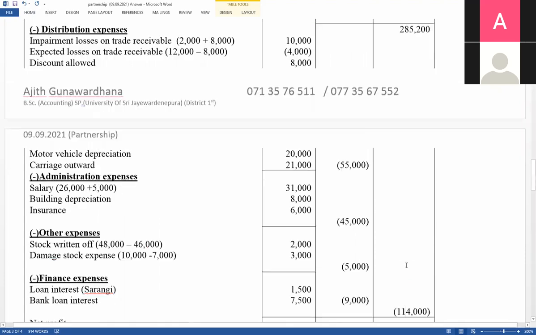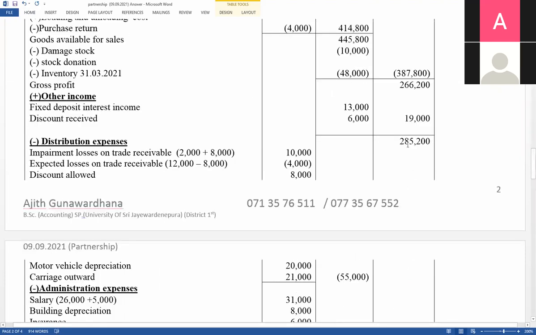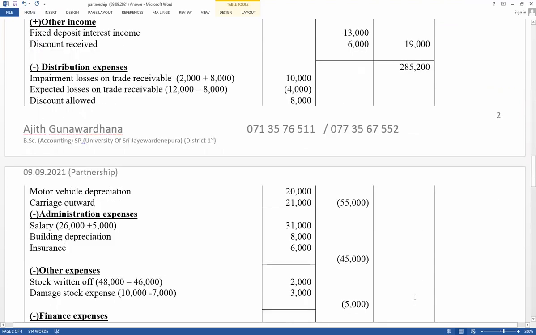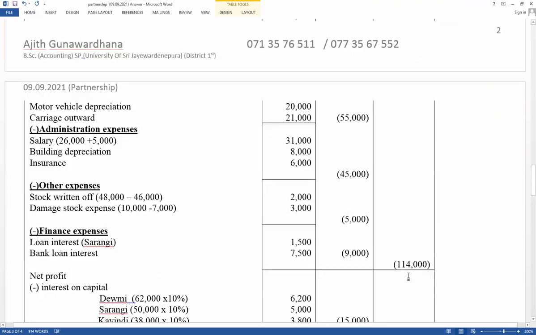114,000. Then gross profit plus other income, 285,200. From that value deduct 114,000. Therefore, net profit can be calculated. It is equal to 171,200.